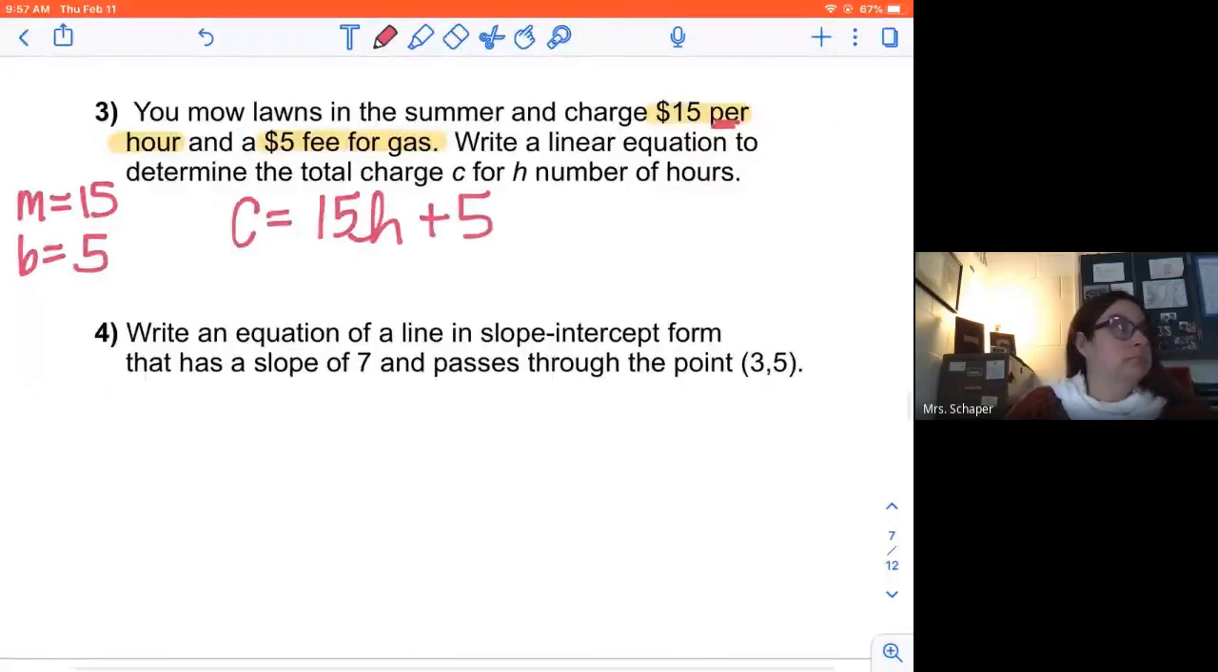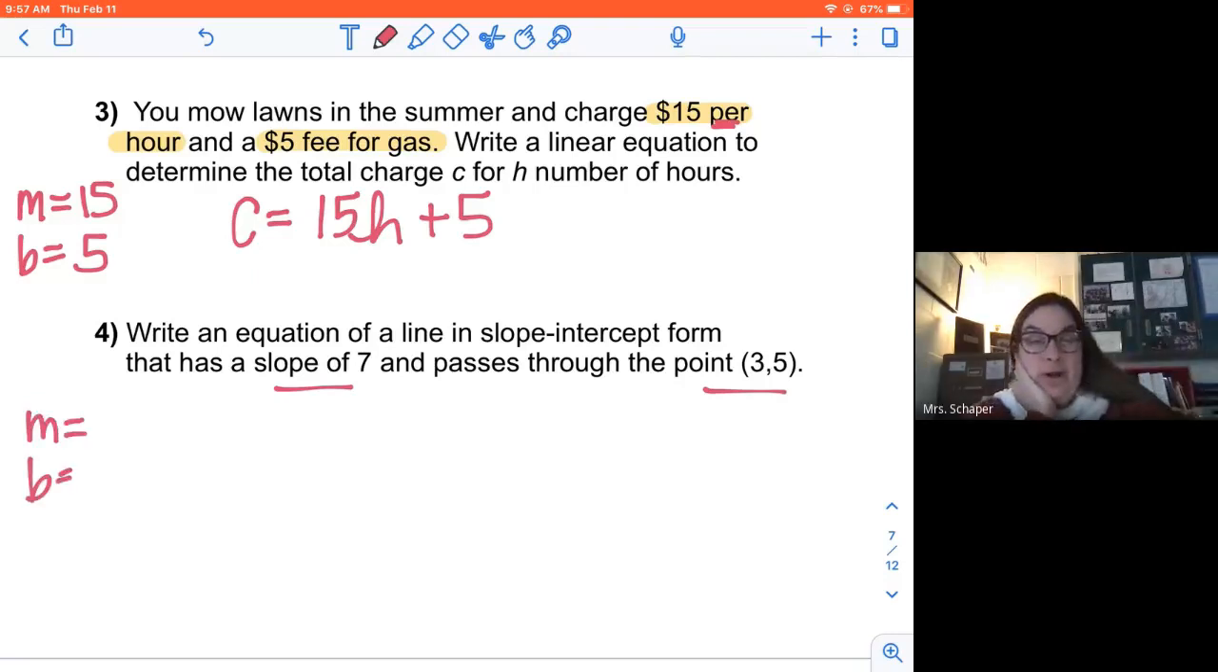Number 4. Write an equation of the line in slope-intercept form that has a slope of 7. Okay, so on this one, it gives me the slope, but not my y-intercept. So here we go. I'm going to write my slope here because that's what it is. Now here's where we have to do a little bit of work to get to my y-intercept.